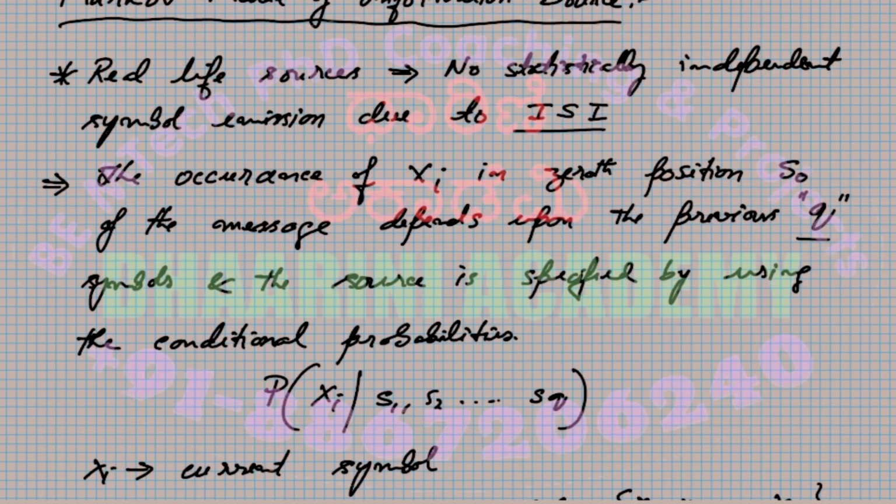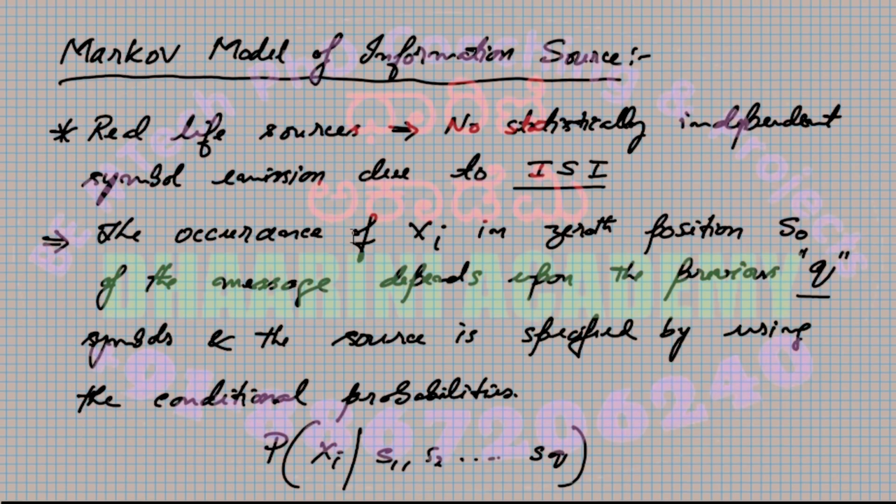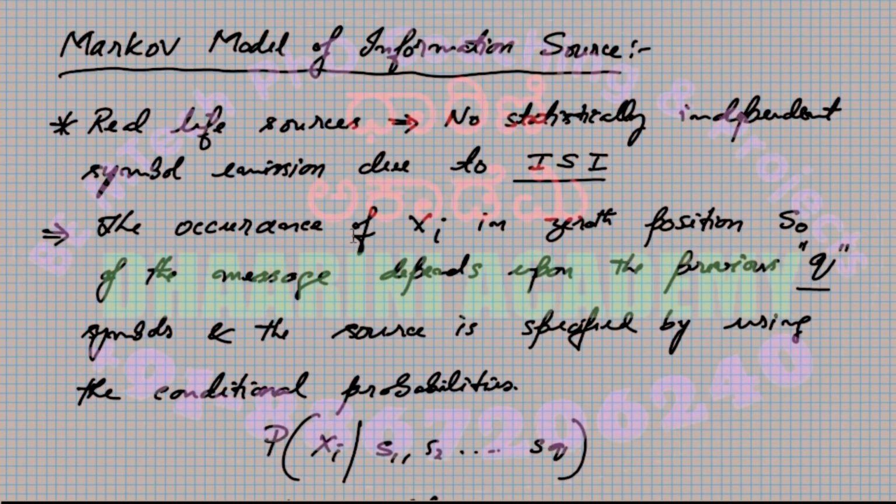In the previous session, we had looked at a type of information source that is called the Markov source. The characteristic of the Markov source is that it has a memory. And when we say we have a memory, the idea is that it can recall what were the previous symbols that were generated by the source.